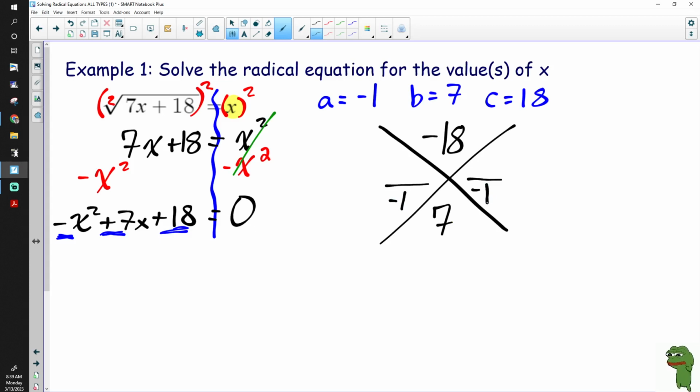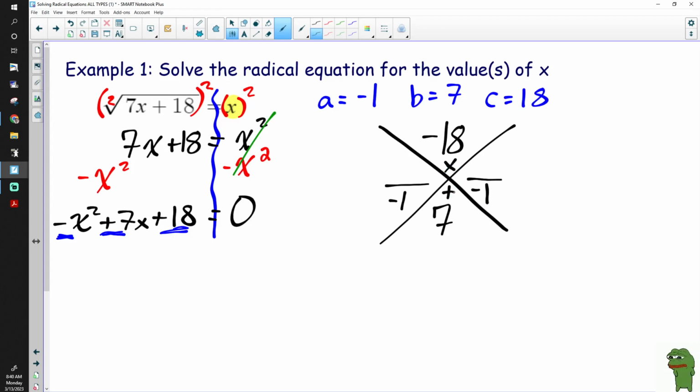Do we have any questions with the setup? Setup's good? This is the hardest part. Two numbers that multiply to give us negative 18 and add up to give us 7.